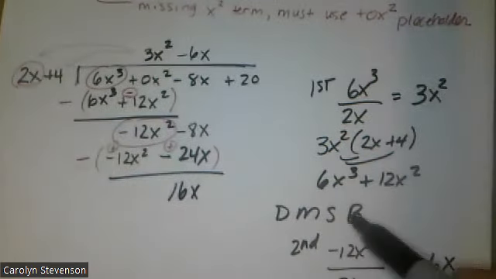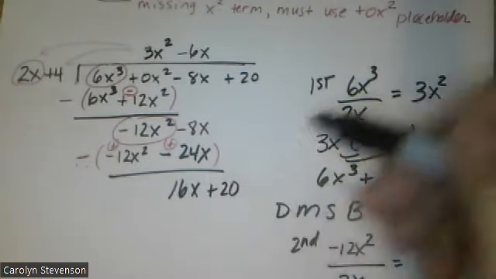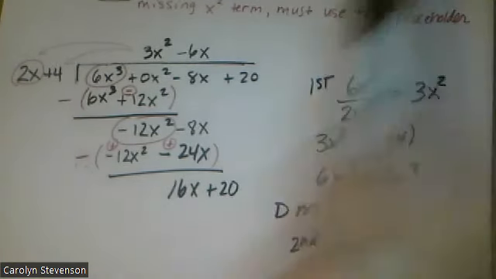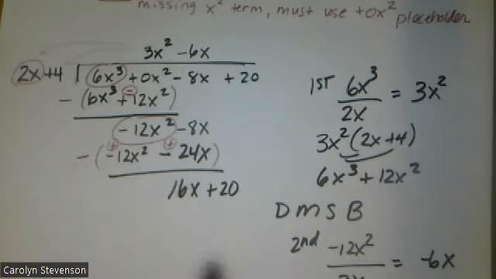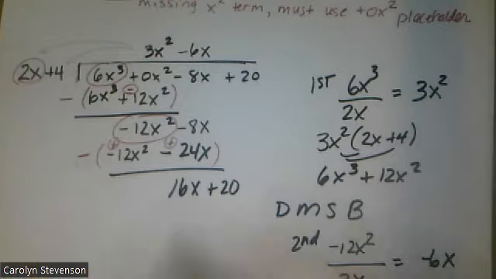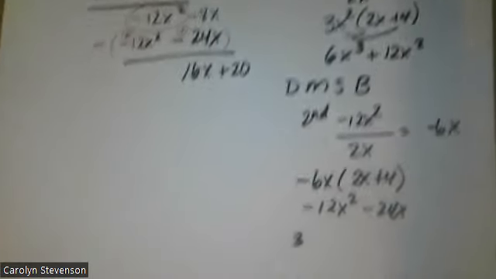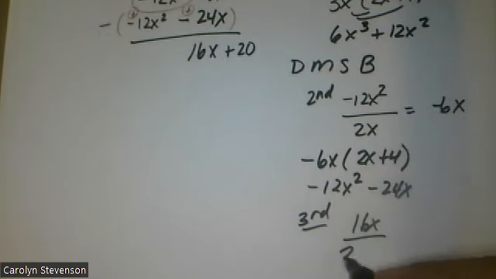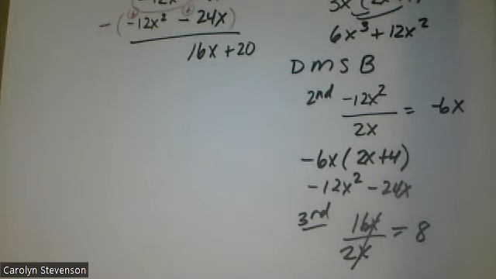So we did our subtraction, and now we've got to bring down again. So bring down the plus 20. And this is how you know you're done with your division, when you have a constant over here at the end. And look at how things are lining up. X squared, x, we should get a constant right here. So 16x divided by 2x is just 8. Right? So the third division was 16x divided by 2x. So the x's are dropping out, and you just get the 8.